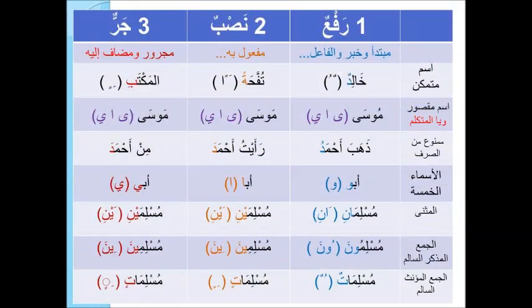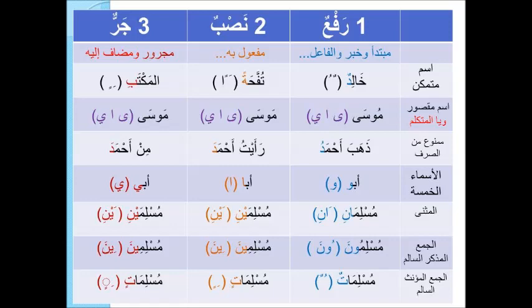So here, taking a close look at the three grammatical positions. We have one, rafa, and the grammatical positions were mubtada, khabar, and fa'il. Number two, nasab, we have maf'ul bihi. And number three, jar, we have majroor. And we added in level 2, the mudaf ilayh.